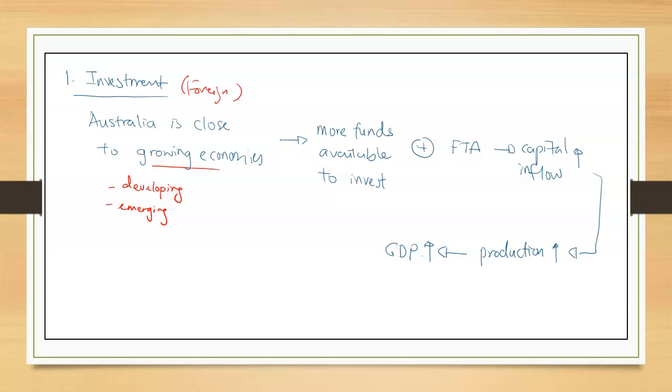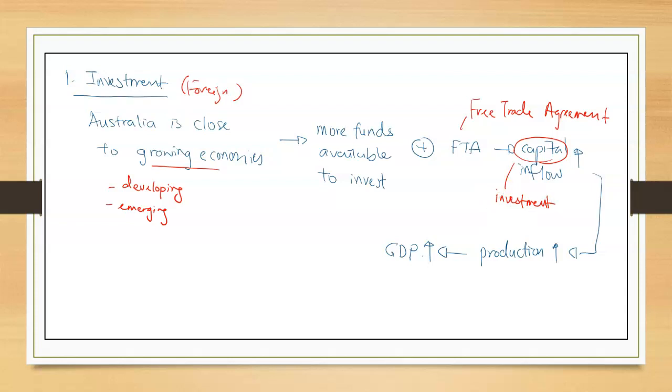They may choose to invest in Australia because Australia and their countries have a free trade agreement. Having a free trade agreement between countries would make investment flow smoother, so it makes foreign investors find it easy to invest in Australia. Because of that, Australia can attract more of these foreign funds, and these foreign funds that come in, we call capital inflow. The word capital here refers to investment, foreign investment in this case. Investment inflow will increase.